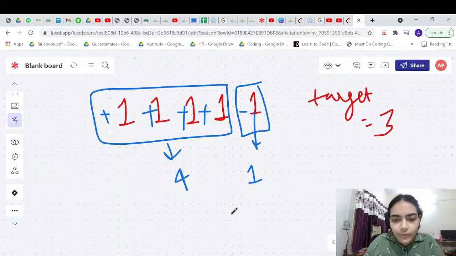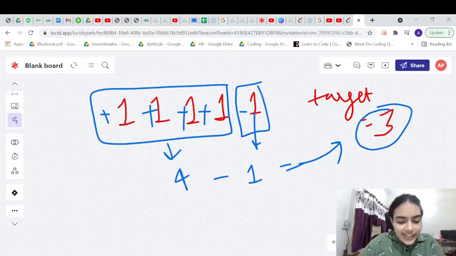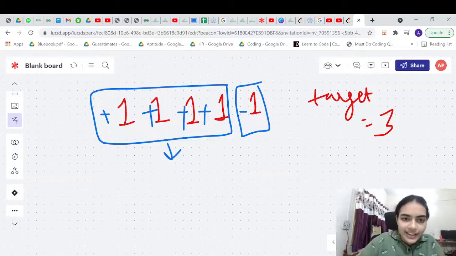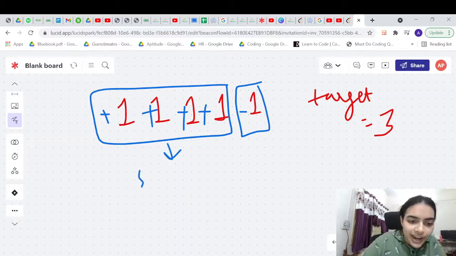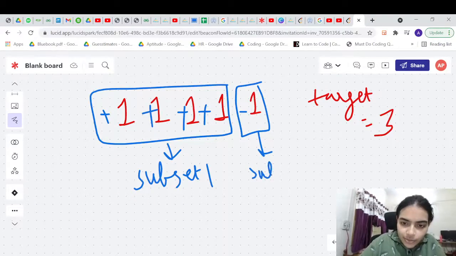4 and 1, right? 4 and 1. Now 4 minus 1 is 3 and I have made my target. So basically this is the same problem as, see, you have to use the entire array. So divide the array into two subsets, subset 1 and subset 2.